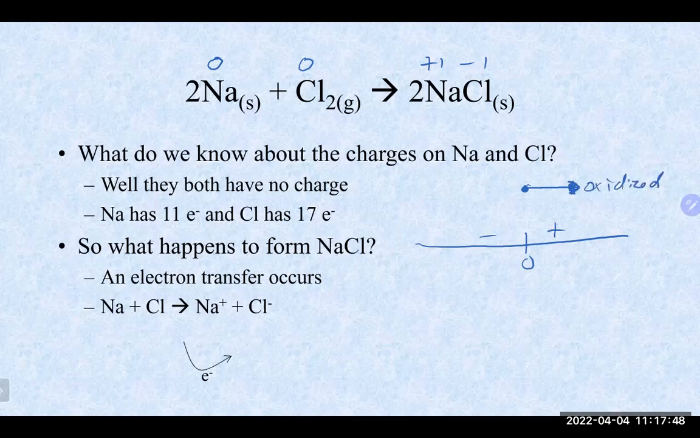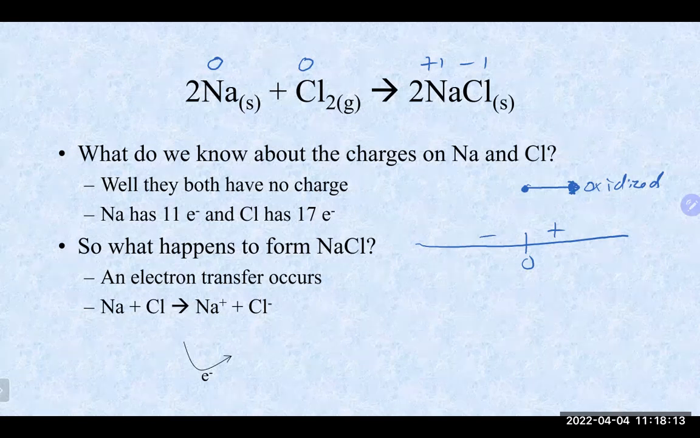Oxidized, good answer. So when you become more positive, you're being oxidized, going through oxidation, and that's because you're losing electrons. By the way, once you identify sodium here as being oxidized, the chlorine is going to be reduced. They always happen together, so you don't even have to identify them both. You can figure out one. That's all you need in these type of reactions.